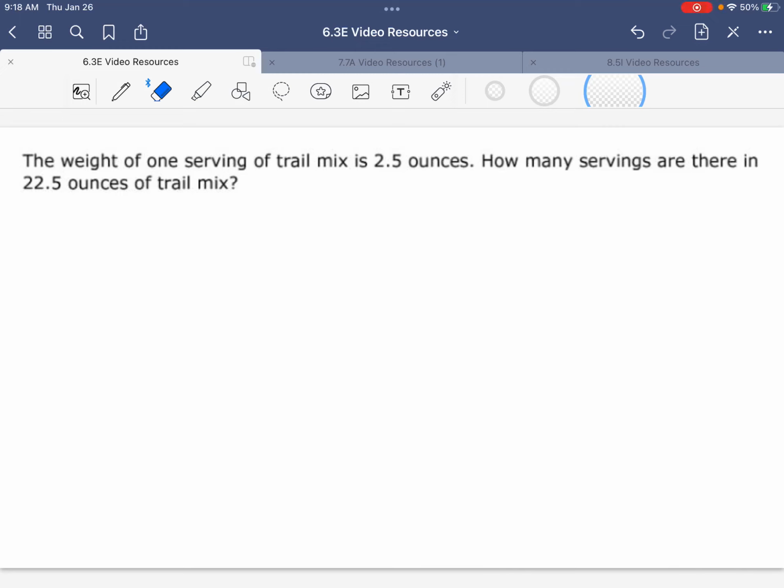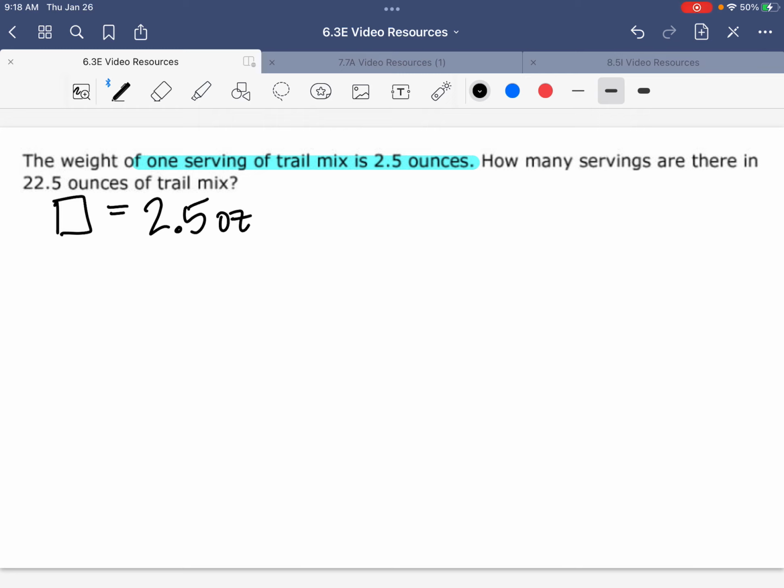Hey guys, today we're going to be looking at solving multiplication problems using rational number operations when we're given a story problem. And so here our problem tells us that the weight of one serving of trail mix is 2 5/10 of an ounce. I think that's important for me to annotate, because that tells me that one serving, one little serving of trail mix, equals 2 5/10 of an ounce.